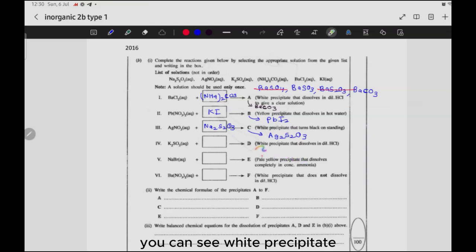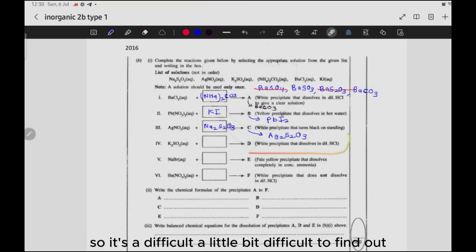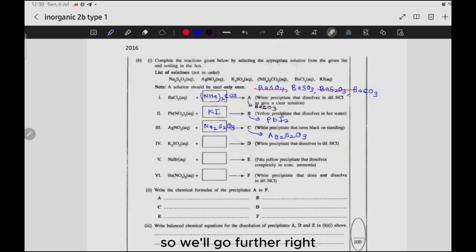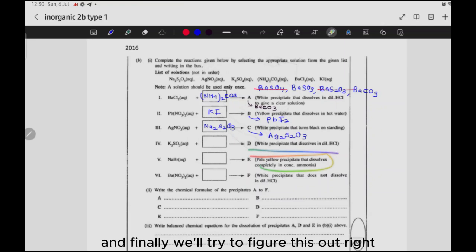Right, next you can see white precipitate that dissolves in HCl. So when you go to white precipitate that dissolves in HCl, there are a lot, right? When you go through the note, there are a lot. So it's a little bit difficult to find out. So we'll go further down the question and finally we'll try to figure this out.